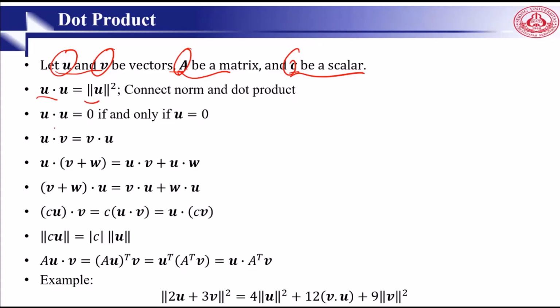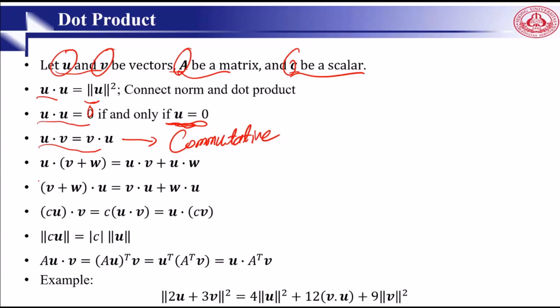The second one is zero dot product implies zero vector. This is the zero vector, right? It means u dot u is equal to 0 if and only if u is equal to 0. It means one side should be 0. The dot product is 0 only when the vector is the zero vector. Then we have u dot v is equal to v dot u. We can say that the dot product is commutative.